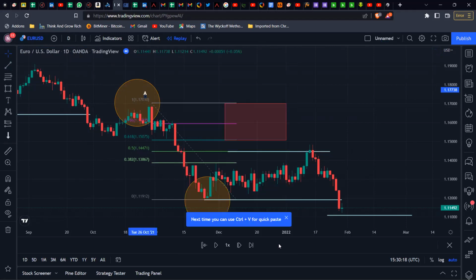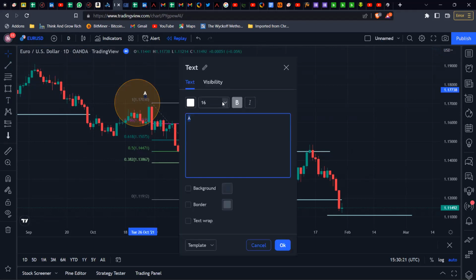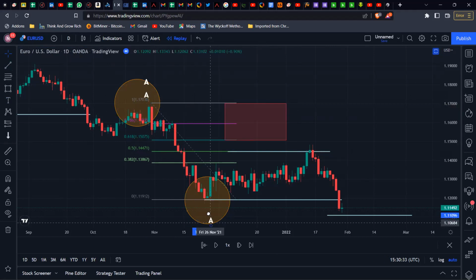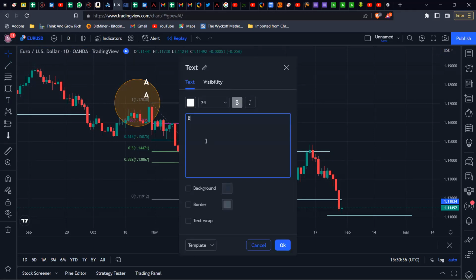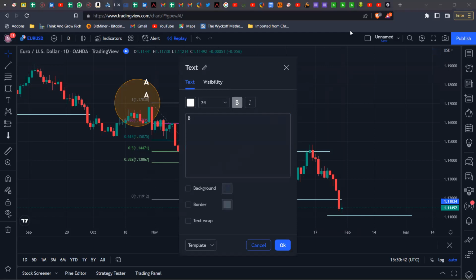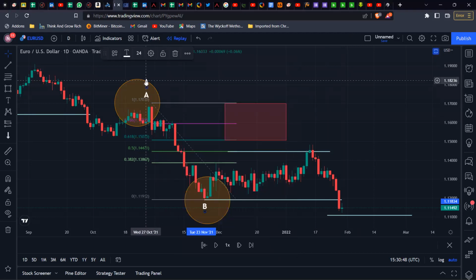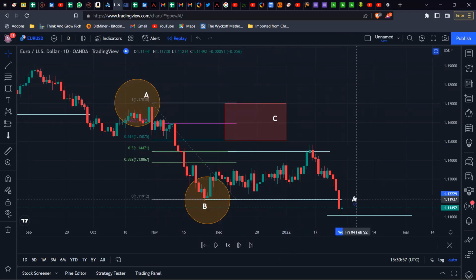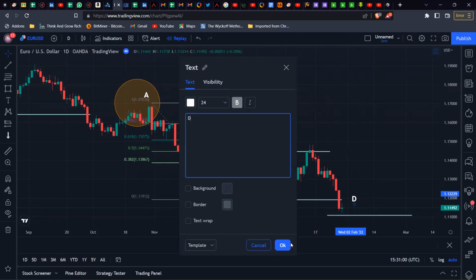So A, we'll call this A. Let me make that bigger. So price goes from A to B. So this will be B. So we're expecting price to come back to a C, so we'll call this C, for it to then go on to hit our target at D. So that's the A, B, C, D type setup.